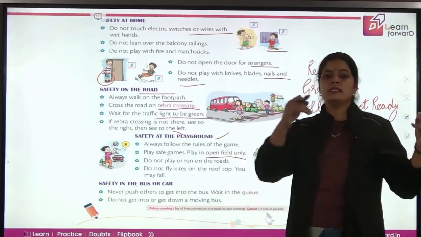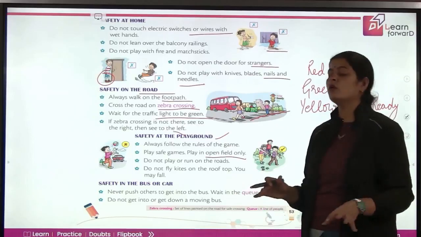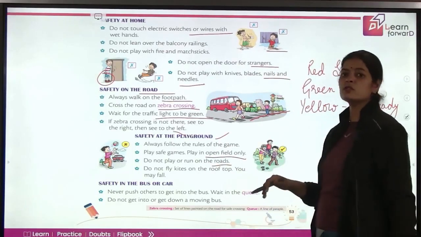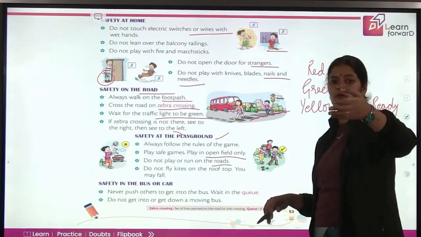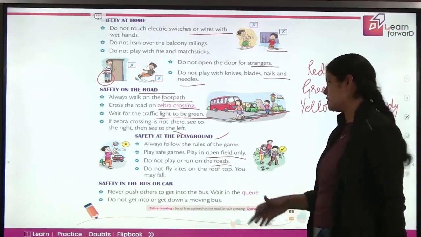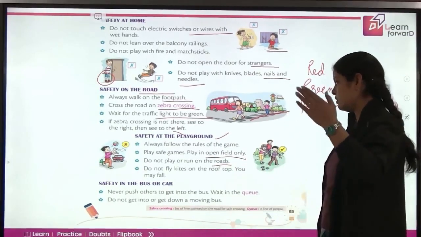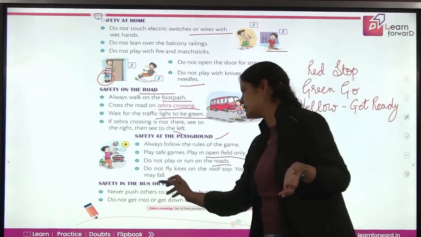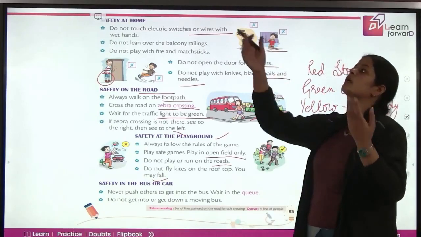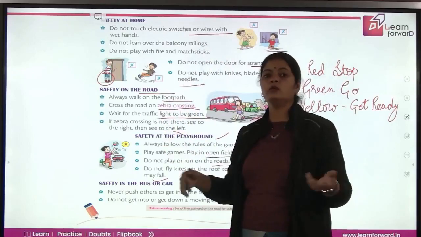Do not go inside any building or temple or anywhere alone. Do not play or run on the roads. If you want to escape from the sight of your friend, just do not run and go to far places. Do not fly kites on the rooftop, you may fall. Again, same thing: you are looking upward at your kite and you may fall.